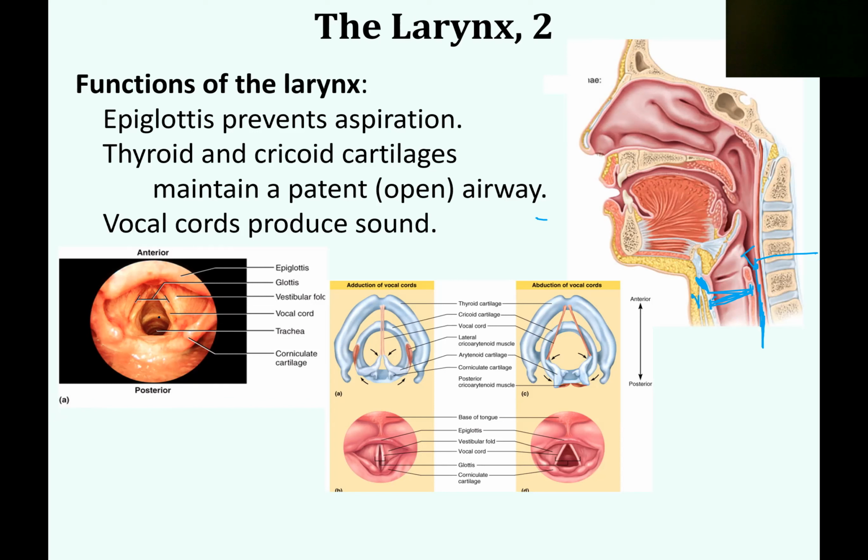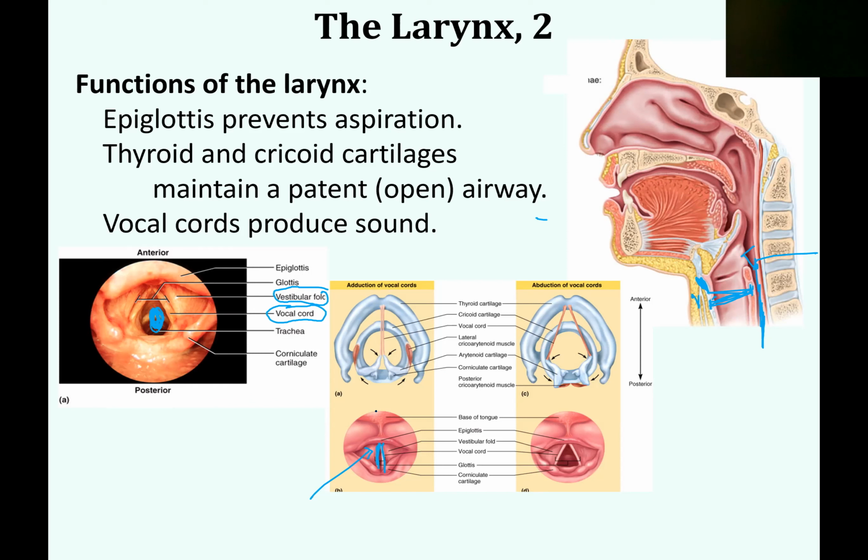Vocal cords produce sound. Okay, this opening is what we call the glottis. On either side of an open glottis, you have vocal cords and you have vestibular folds. So the vocal cords are the rigid cartilage, and the vestibular folds are the membrane that extend between that cartilage and the outer edge of the glottis.